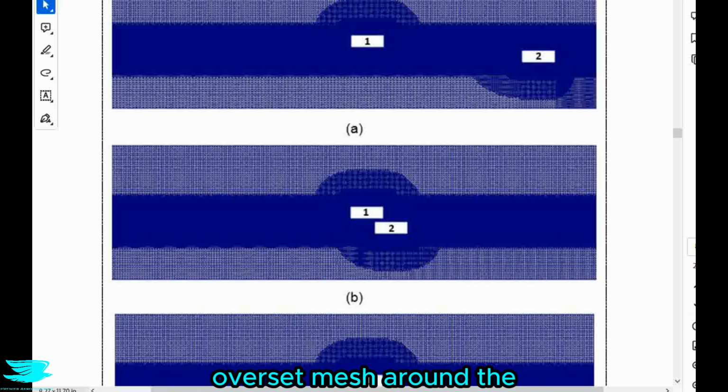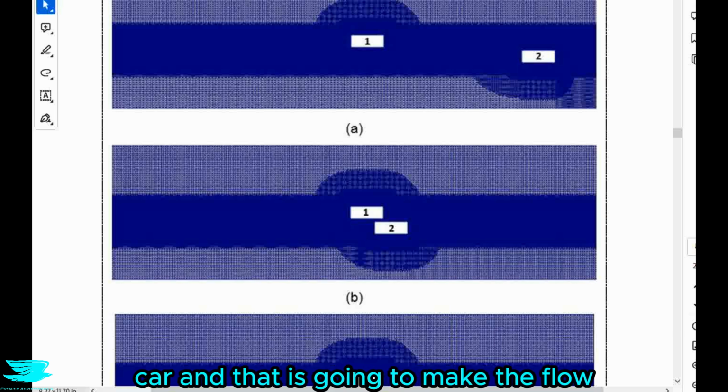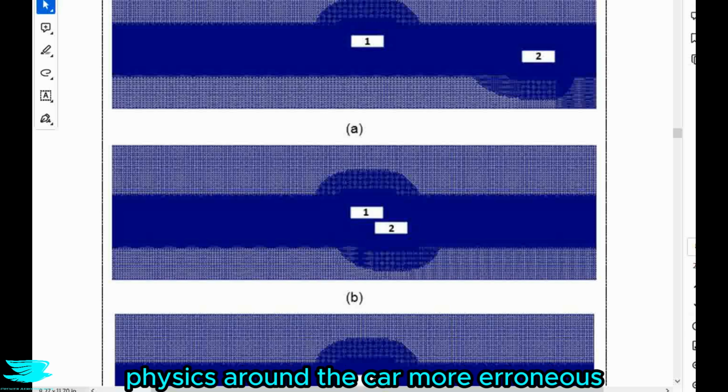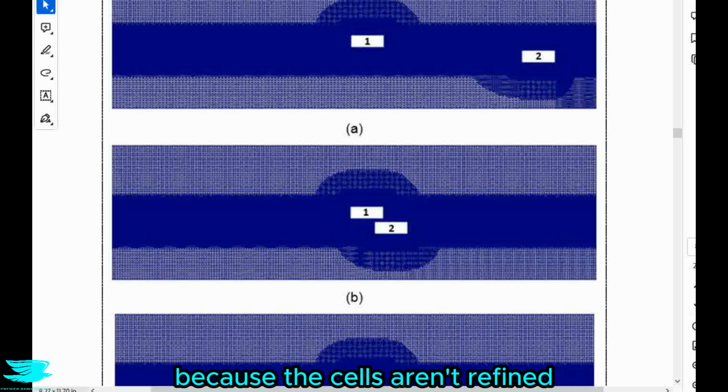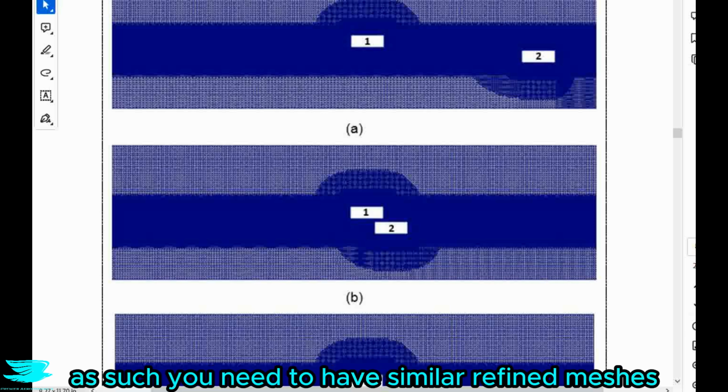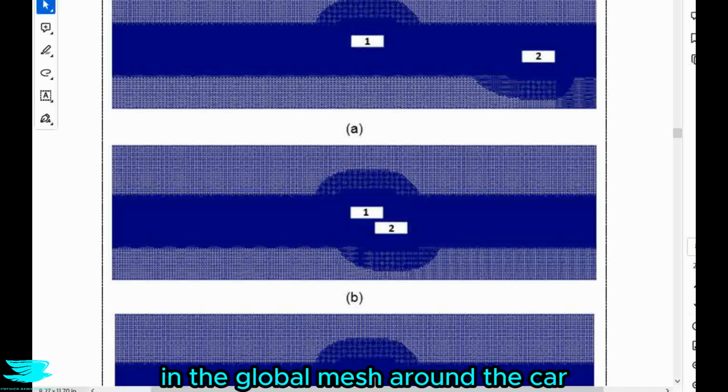being shared with the overset mesh around the car, and that is going to make the flow physics around the car more erroneous. All the finer features that you have happening in the local mesh aren't going to then be put into the global domain because the cells aren't refined enough, they're too coarse, and you lose that information as well. As such, you need to have similarly refined meshes in the global mesh around the car to the overset mesh around the car. Otherwise, too much information is lost.